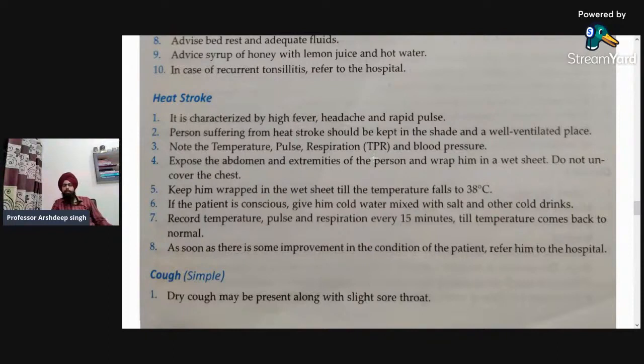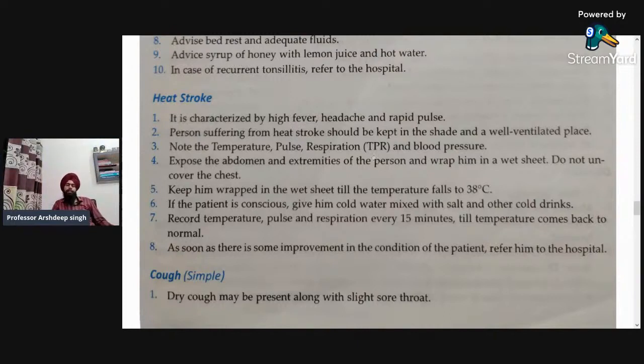So we have to keep the patient in the wet sheet. Next, if the patient is conscious, give him cold water mixed with salt and other cold drinks. If the patient is conscious, then we have to give things that will decrease the temperature of the body, like cold water mixed with salt and other cold drinks.